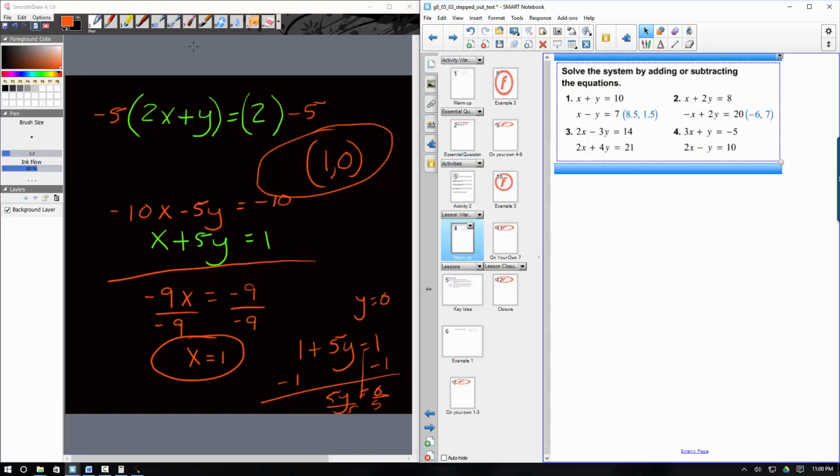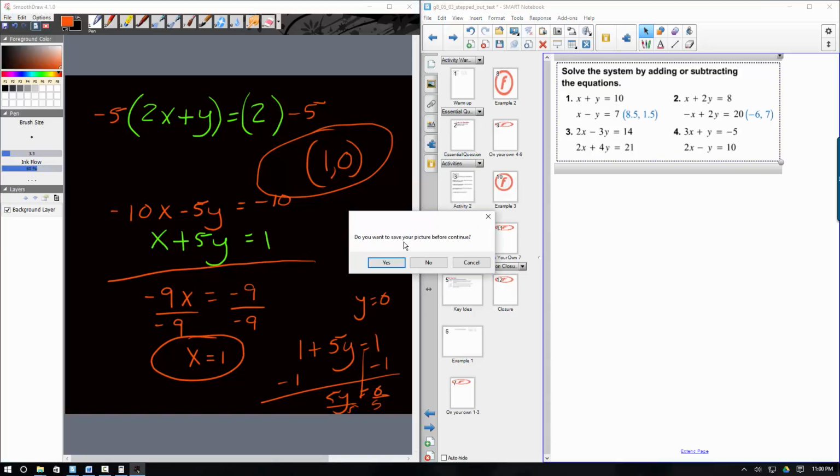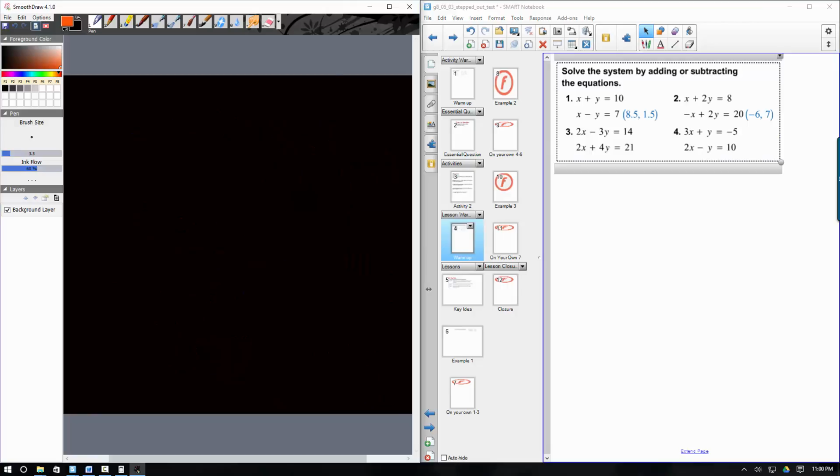This one here is not clear cut right now, so I'm going to go through and first of all just rewrite these. So I have 2x minus 3y equals 14. And I'm going to have 2x plus 4y equals 21. Now I'm going to want to make it so I get rid of something. So I can multiply this entire equation by something as easy as -1.